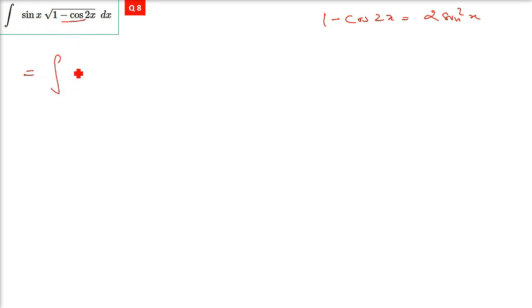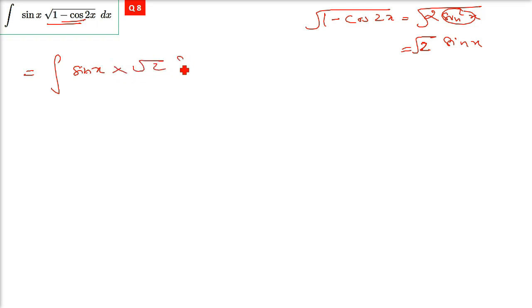Sin x is already there outside. We have 2 sin square x. Just take it inside the root. So it will be root 2 sin square x. So under root 2 here, sin square x will be sin x. Now bring it here. So sin x and under root 2 sin x will become under root 2, you can take outside. It will be sin square x. And this sin square x dx.